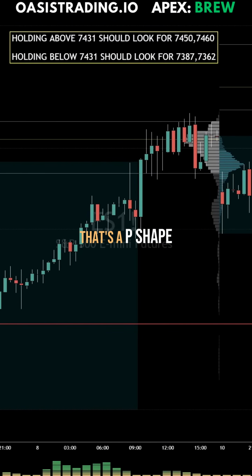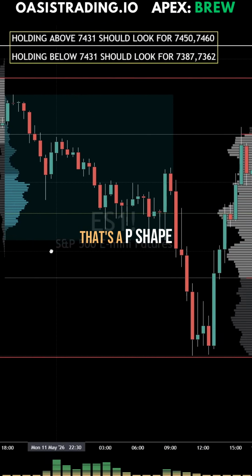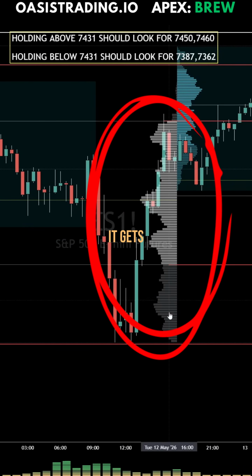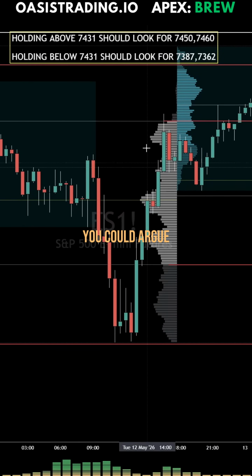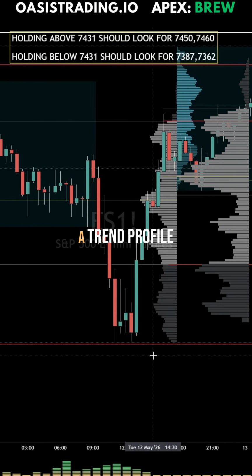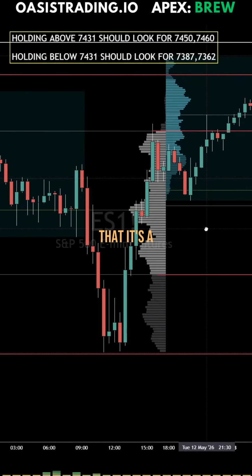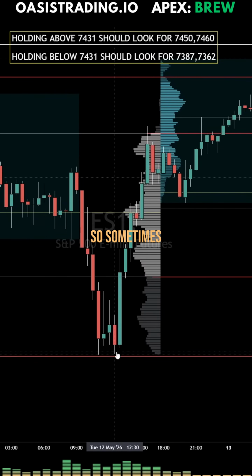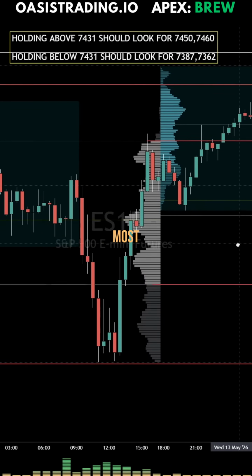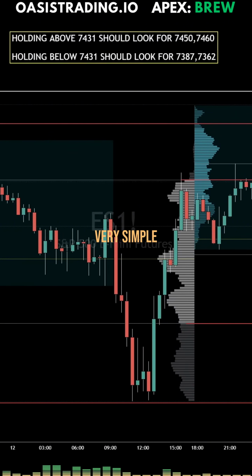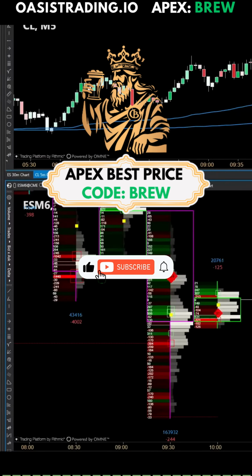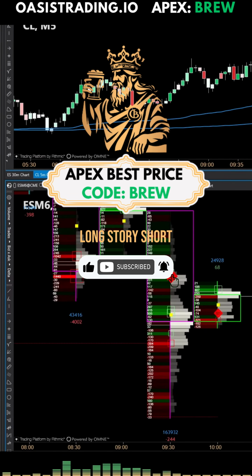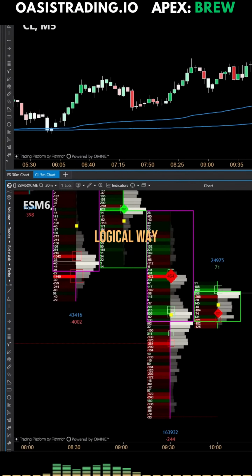Like, that's a P shape. You could say that's a P shape. This is where it gets a little bit hard, because you could argue this is a trend profile, or maybe a capital B. So sometimes they're subjective, but most of the time they're very simple. But yeah, long story short, I think volume profile is the most logical way to trade because everything's just laid out for you.